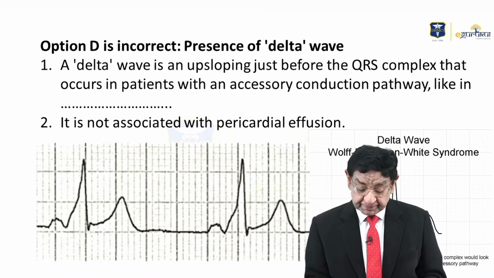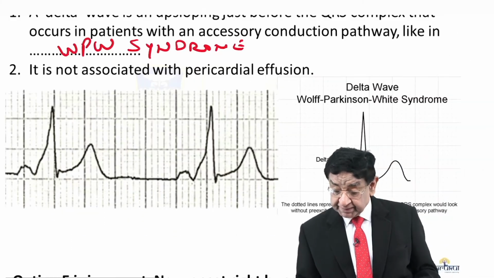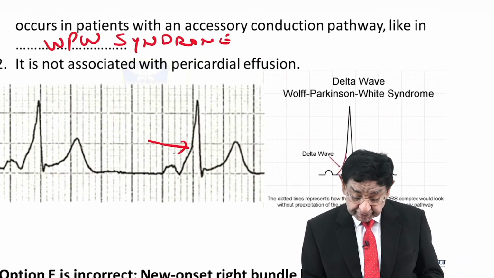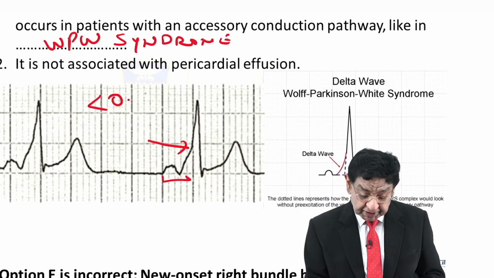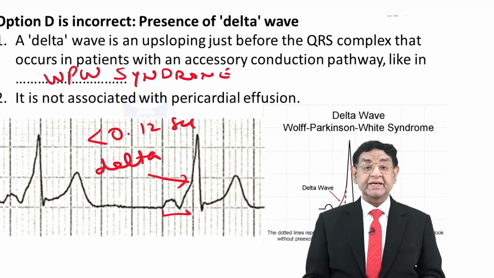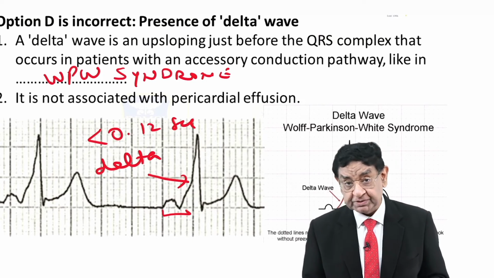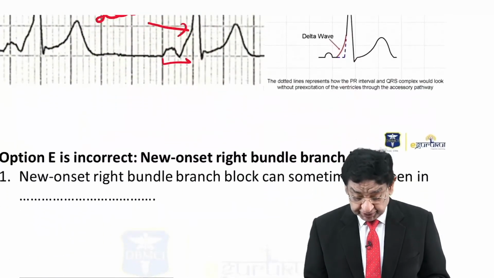Delta wave, this is classically seen in WPW syndrome. There is a notch in the ascending limb of the R wave, and the PR interval is short. PR interval is usually less than 0.12 second, and you get a delta wave. They are the two classical findings that you get in the ECG of WPW syndrome. That is not a feature of cardiac tamponade.